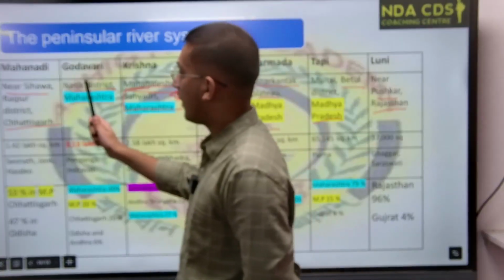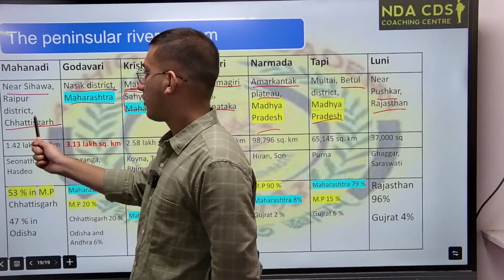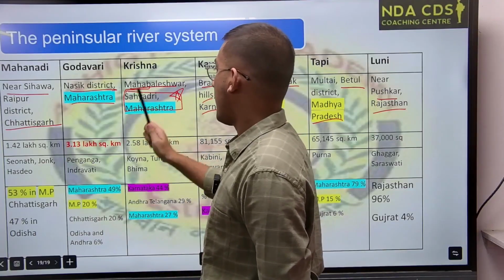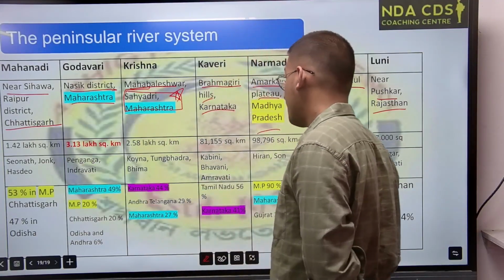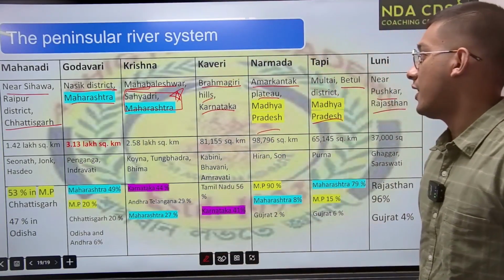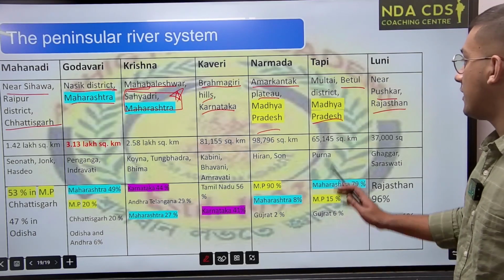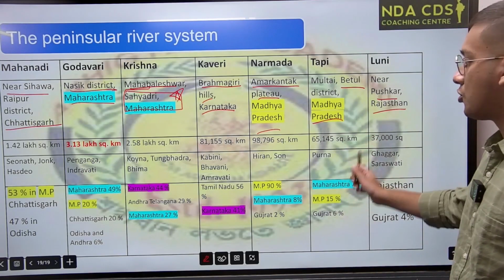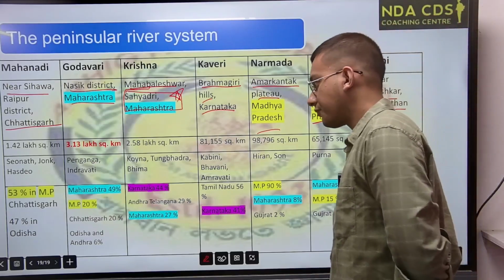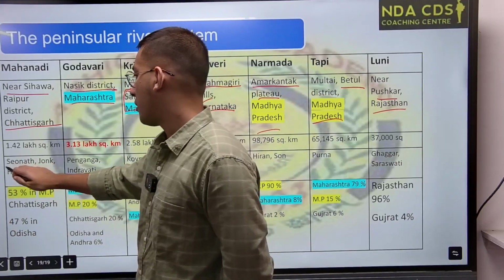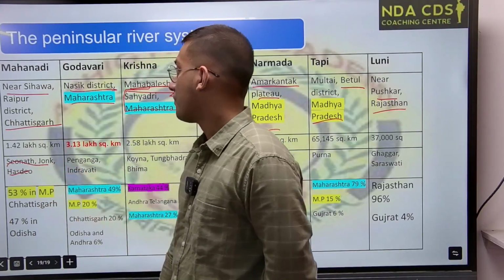Coming again, Mahanadi starts near Sihawa, Raipur district, Chhattisgarh. Godavari, Nasik district, Maharashtra. Krishna, Mahabaleshwar, Sahyadri in Maharashtra. Kaveri is Brahmagiri, Karnataka. Narmada is Amarkantak Plateau, Madhya Pradesh. Tapi is Betul, Madhya Pradesh. And Luni is Pushkar, Rajasthan. Right? Now the tributaries. Tributaries of Mahanadi include Seonath, Jonk, and Hasdeo.